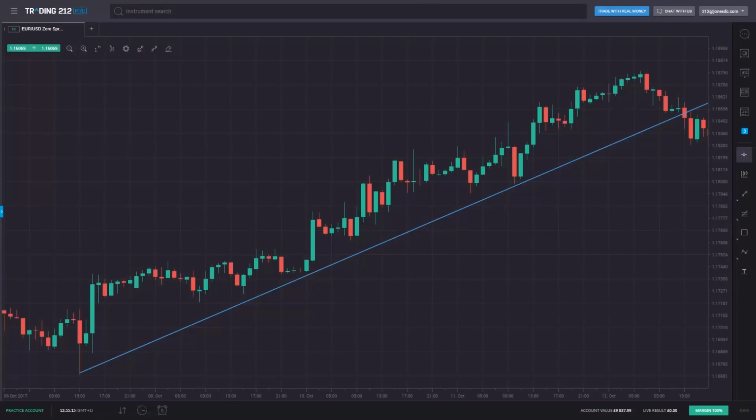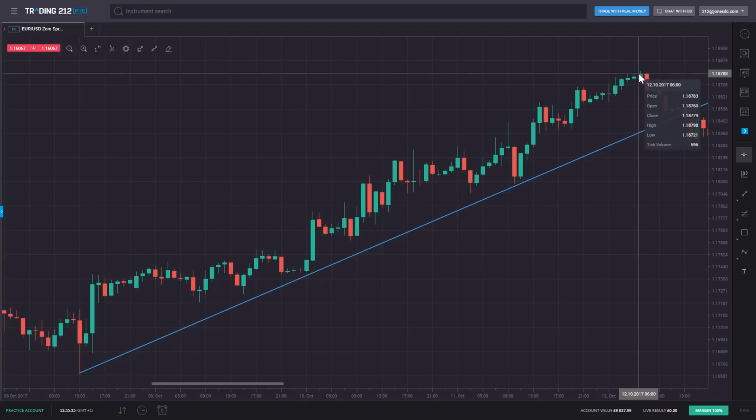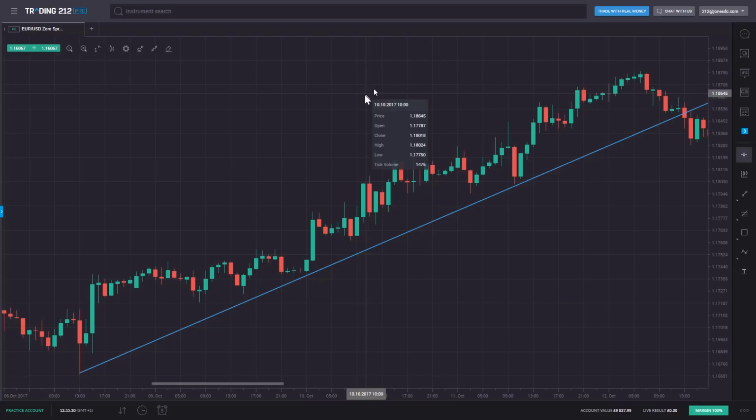Okay, so there's my beautifully hand-drawn example. As usual, let's have a look at how it might have worked out in the real world. Here's a good example. Here's a Euro US dollar hourly candlestick chart. And I've picked up on the trend here that was from the 6th of October through to the 12th of October. So just over a week's worth of trade.